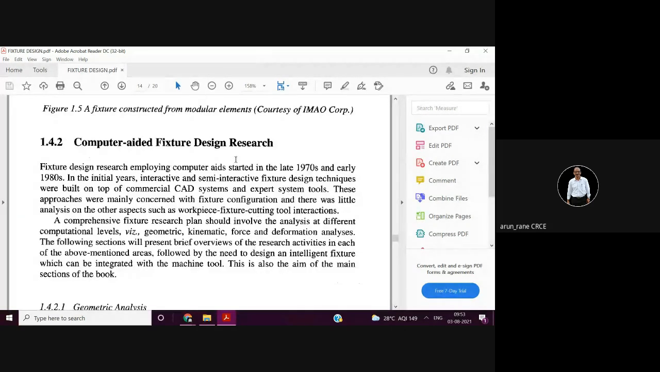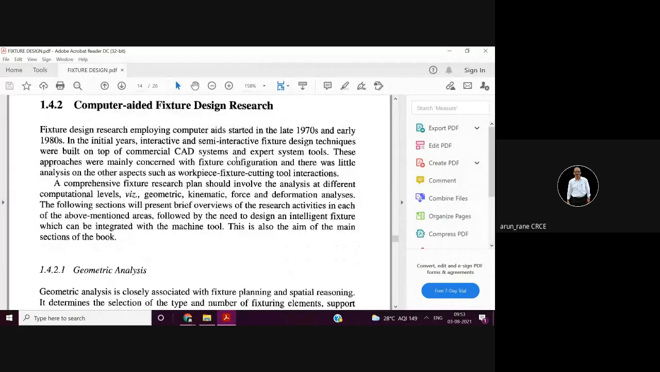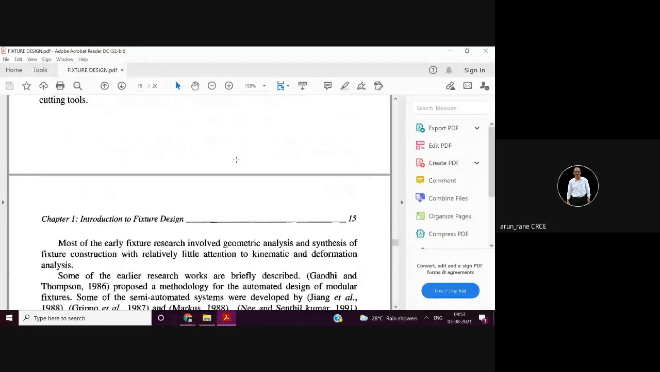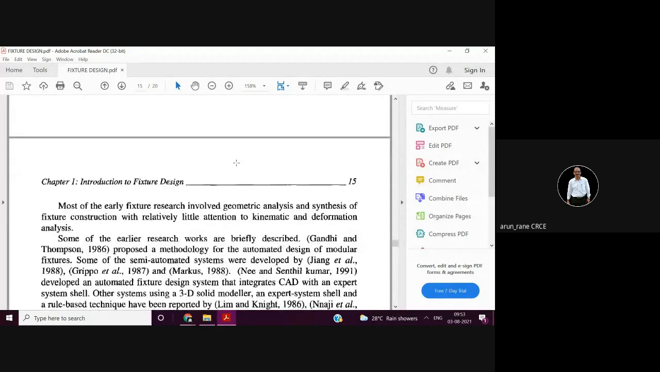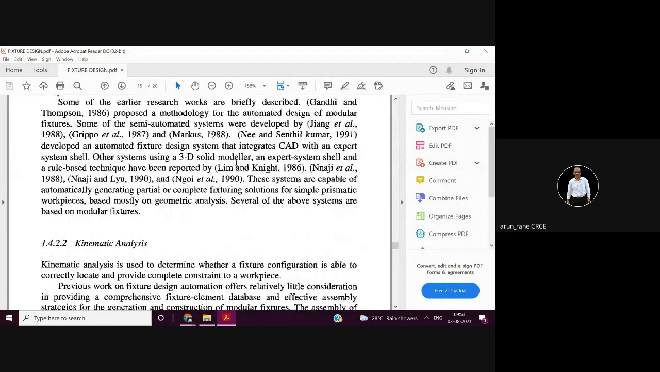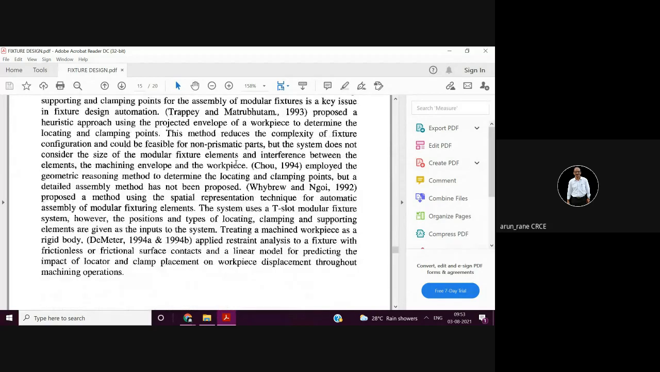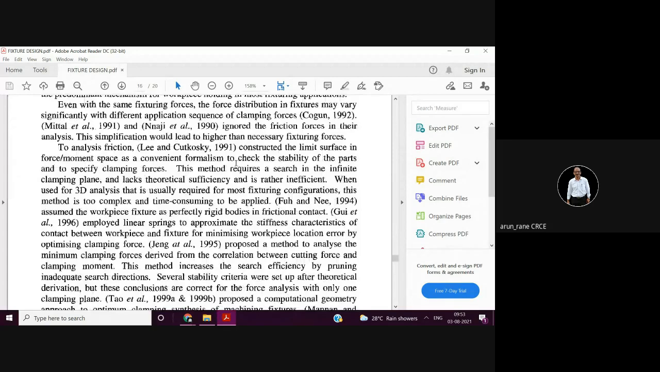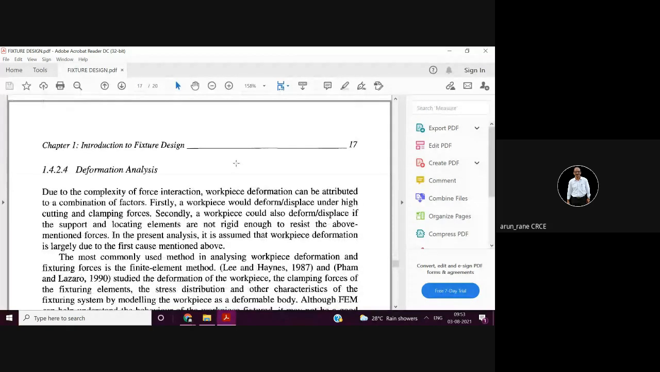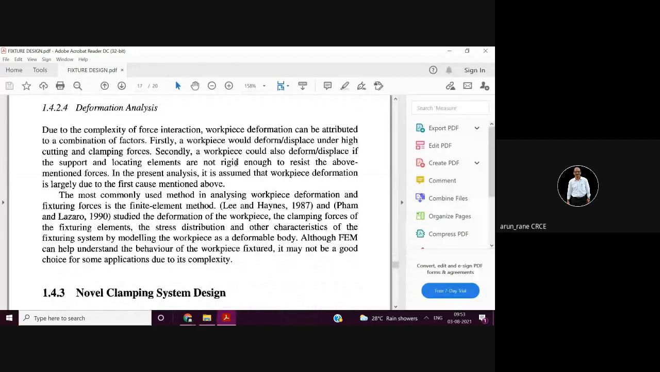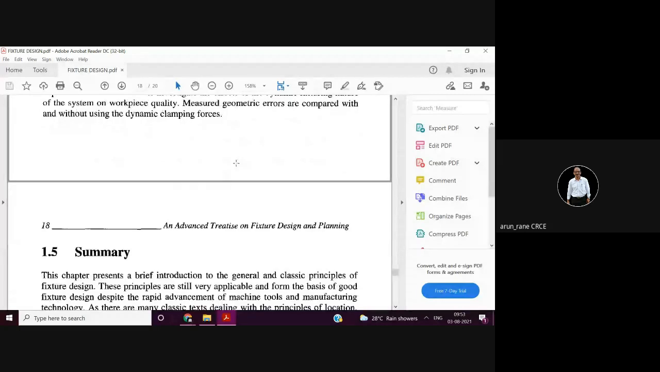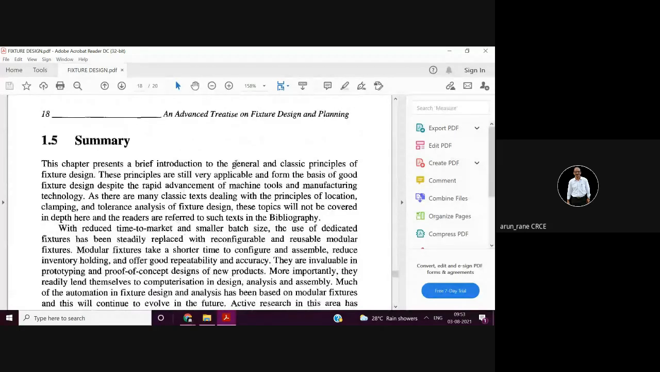Computer aided fixture design is used basically to do the analysis of whether your fixture components will last or not, and how much they will deflect. So that is what is seen. All this deformation analysis, deflection analysis, and force analysis can be done in computer aided design.